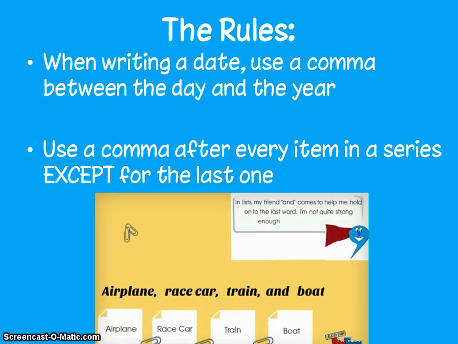So we use commas and we think of them as paper clips. They hold all of the items together, but they separate them out. So that, therefore, we have an airplane, comma, race car, comma, train, comma, and boat. Now, we don't use a comma after boat because we're going to end our sentence. So we'd use an ending punctuation mark such as a period or an exclamation mark.